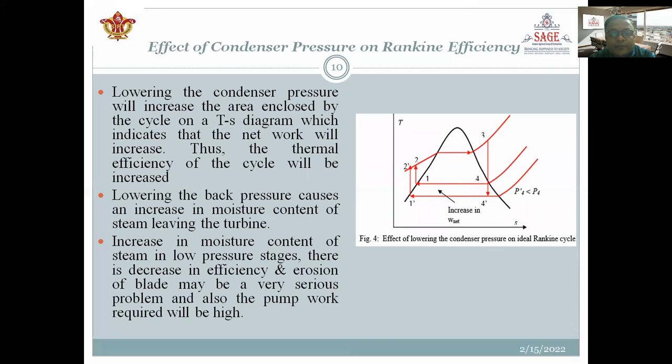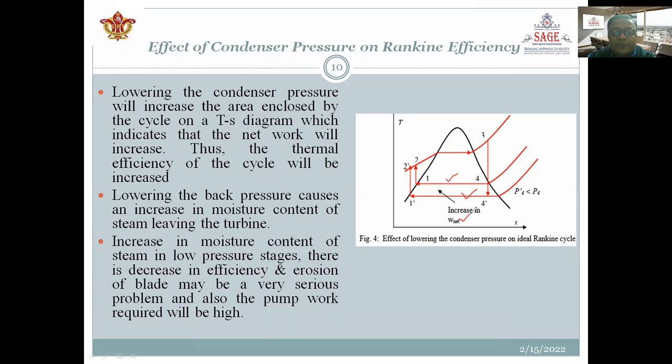So this is the TS diagram in which the condenser pressure is decreased, and this decrease in condenser pressure will improve the work done. Lowering of the back pressure causes the increase of the moisture content. So this is the diagram where the condenser pressure is reduced from this line to this line. This is the theoretical pressure, and this is the actual pressure, where with the lowering of the pressure the W net will be increased.